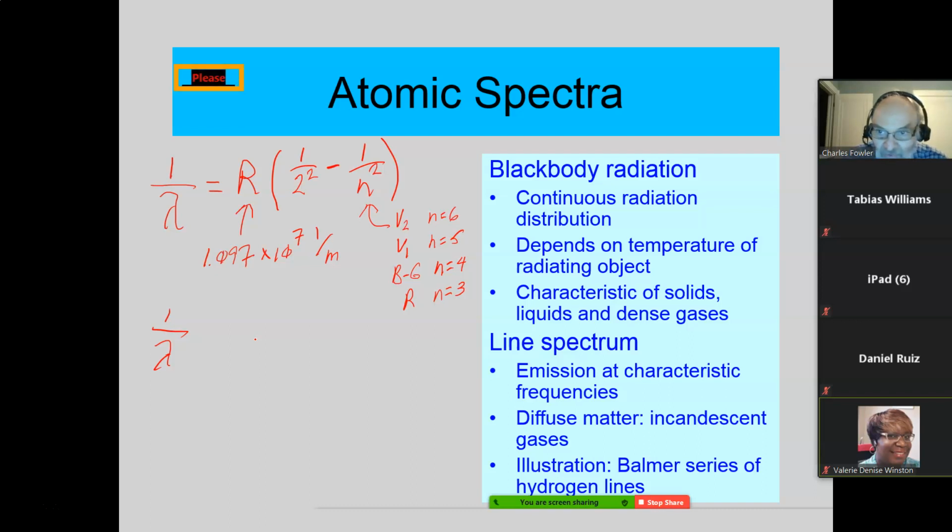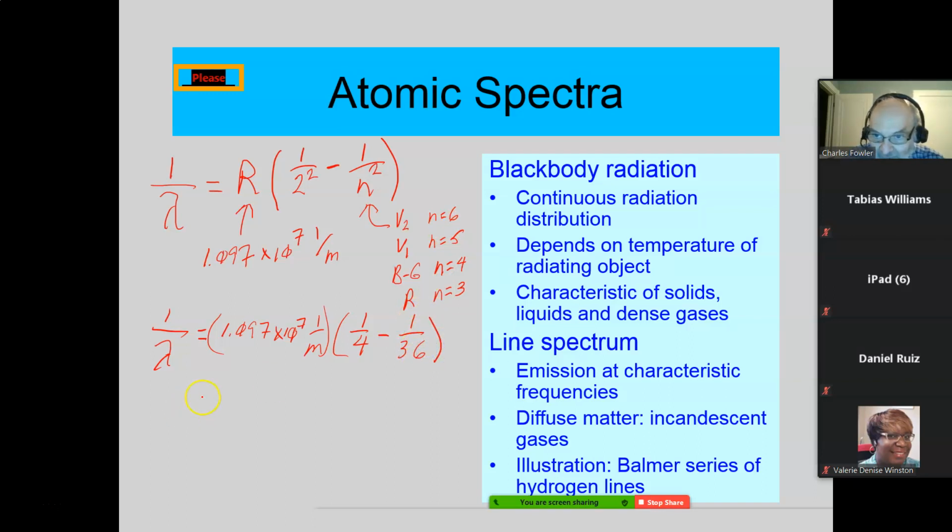Anyone might have a choice? No? Okay. Let's do V2. N equals 6. So that will be R, which is 1.097 times 10 to the 7th per meter. Times 1/4, I can go on and square that, minus 1/36.